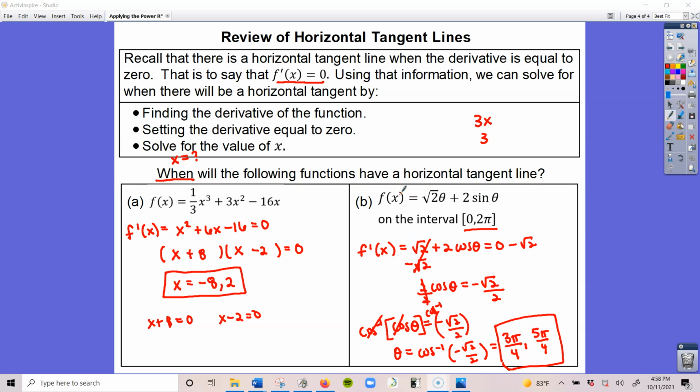And also I just realized this should actually be f of theta since my variable is theta and not x. And that's using the power rule, using rational exponents and finding horizontal tangents.